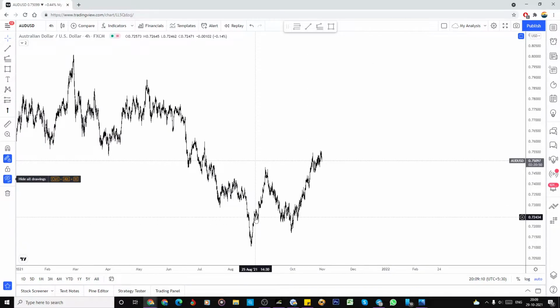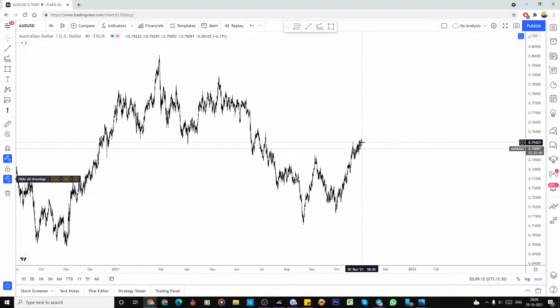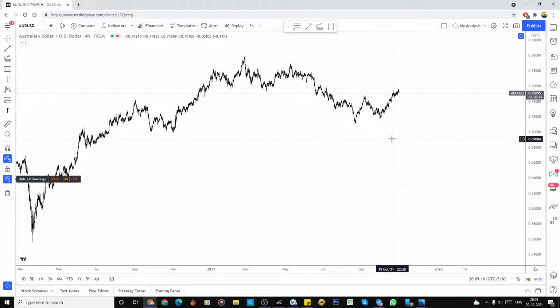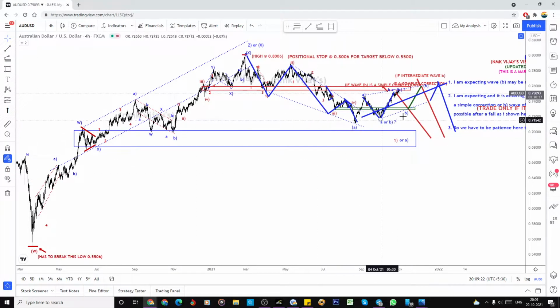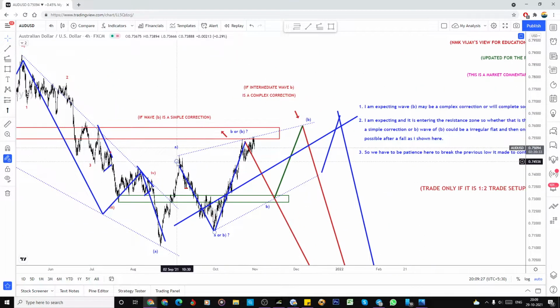So this is one simple correction that has been completed. Whether it is going to be deeper, we can't predict here. If I predicted and explained, then this would happen. So either this is A, B, C, then this becomes A, this becomes B and C. Otherwise, this is a B, 1, 2, 3, 4, 5. We can make it a WX, A, B, C.